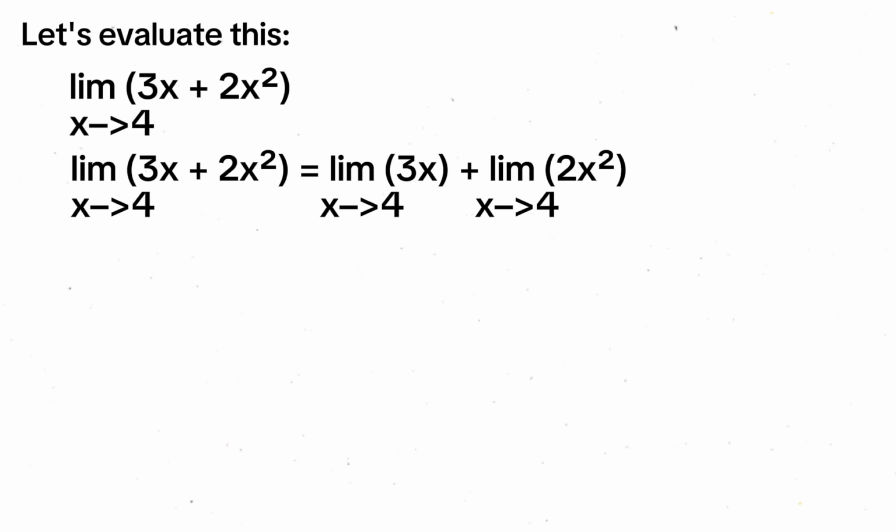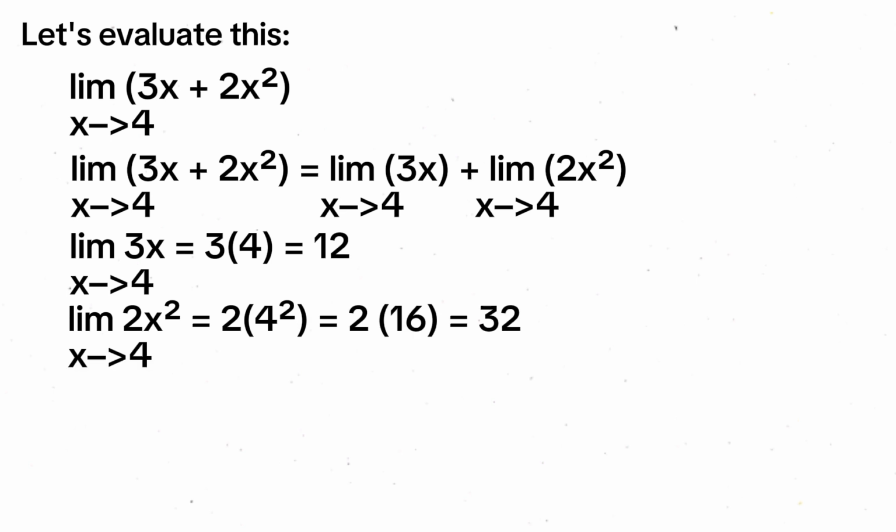First, we have the f of x: the limit of 3x as x approaches 4. So the value of x is 4. So we have 3 times 4, and 3 times 4 is equal to 12. So our f of x is 12. Second, we have the g of x.